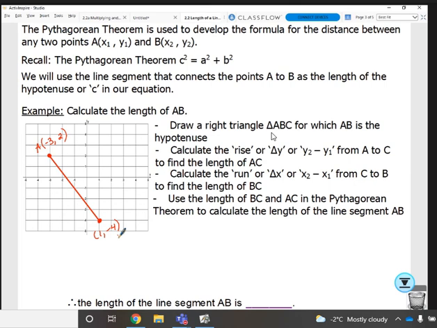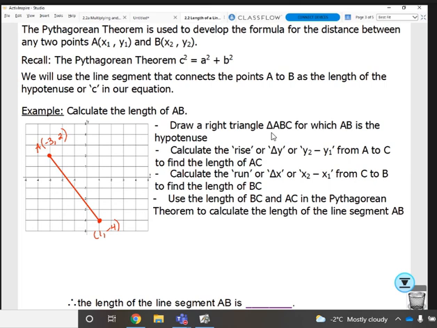It says here to calculate the length of line segment AB. And yesterday, you might remember I planted that little seed. Remember with the midpoint? You rise and run and then rise and run? Yeah? Kind of the same idea. The first thing they want us to do here is to draw a right triangle. Now draw a right triangle ABC for which AB is the hypotenuse. So this is line segment AB.